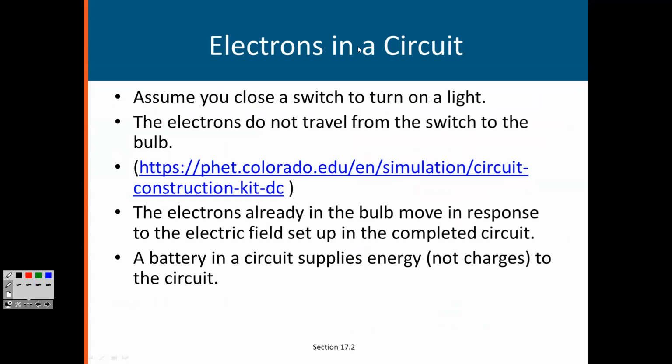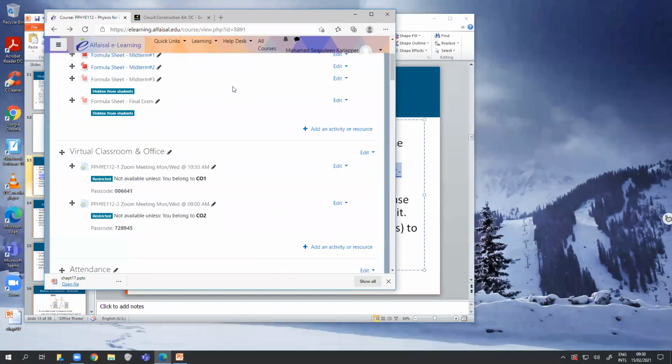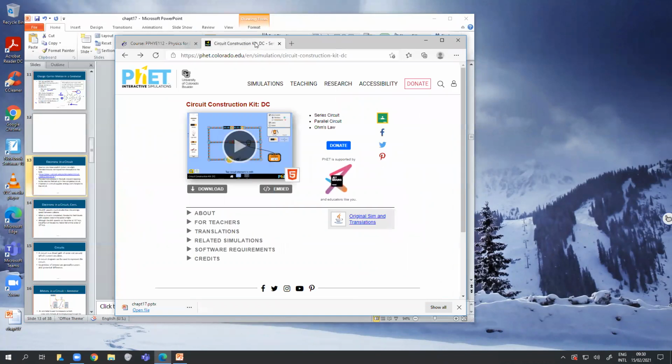Right. Now, I have here a link from this website. I'm going to go to that website and show you a simulation of how the electrons move when you set up an electric field in a conducting wire. Okay, let me open that. I have already opened that link. When you click on that link, you will come to this.